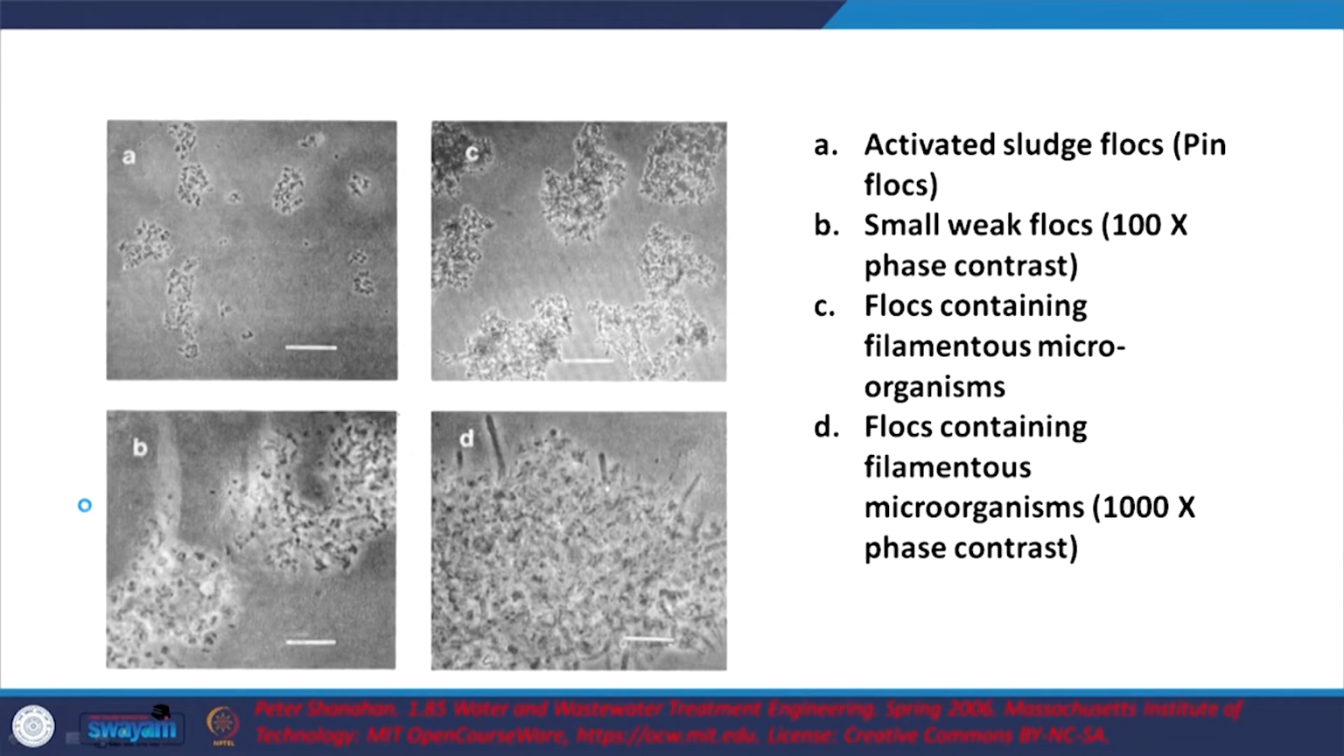We looked at a similar figure earlier. Pin flocs form when we have high F by M, leading to small, weak flocs. With respect to magnification, I do not have that information. Flocs containing filamentous microorganisms, probably at the right mix with flock-forming and filamentous microorganisms, you see the relevant backbone and the relevant bigger flocs. This is the difference between this set of images and that.